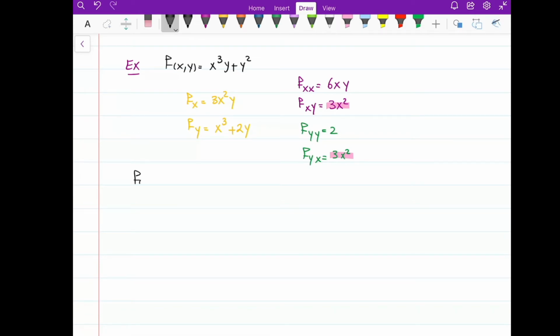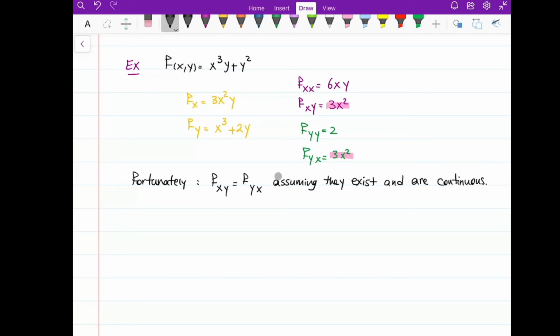I'm going to write that fortunately fxy is equal to fyx, assuming that they exist and are continuous. In our previous example, both of these functions, they are polynomial, so they exist and they are continuous. That's why these two are equal to each other.